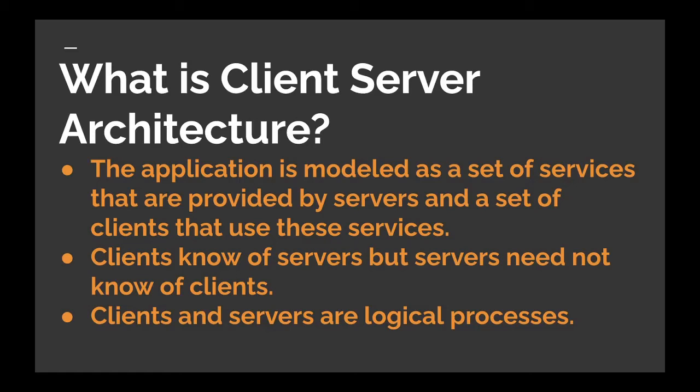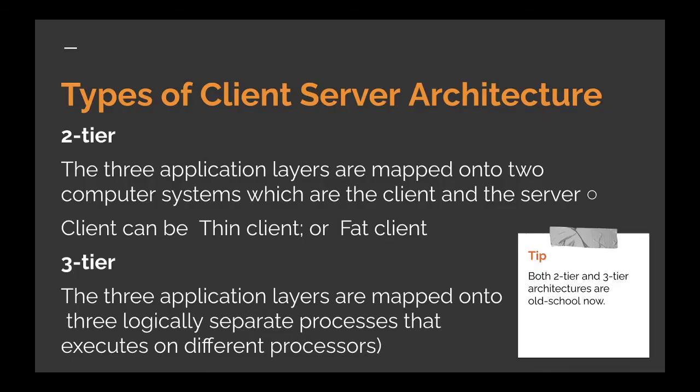Client and server both have logical processes. So the client will have some logic based on which they'll send the request to the server, and the server will definitely have some business logic on the basis of which every request should be provided with a response. If we talk about client server architecture, generally there is two-tier and three-tier architecture. Together we call them n-tier architecture as well.